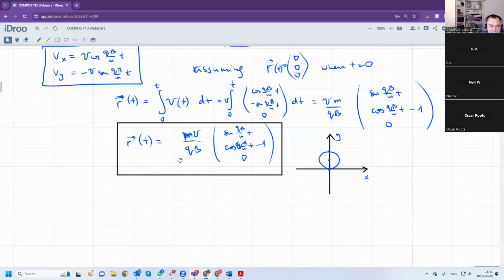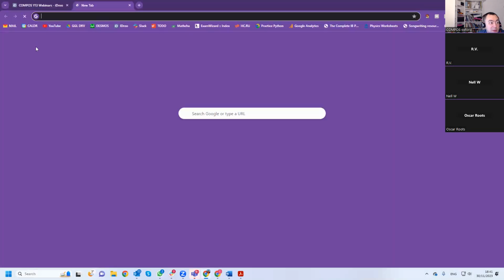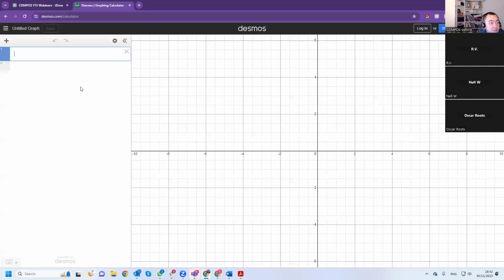You just need to prove that this is a circle, and well, there are different ways of doing it. You can actually use a parametric equation, Desmos. Oh, I forgot how to do parametric. Desmos parametric.